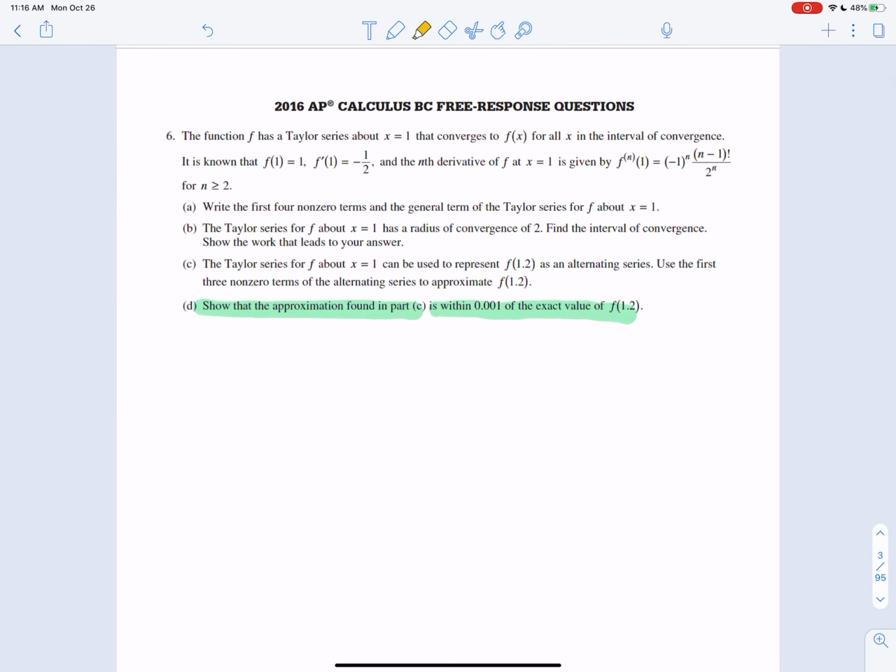Okay, let's try this one, 2016. To show that the approximation found in part C, so let me pull up the key for part C real quick, just in case we need to borrow some answers.